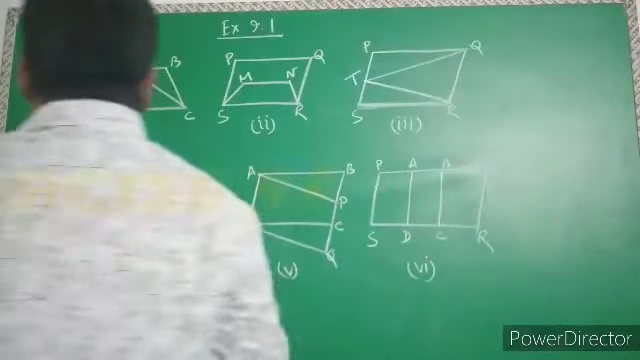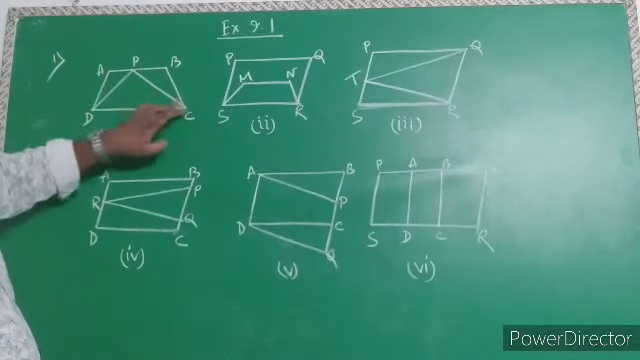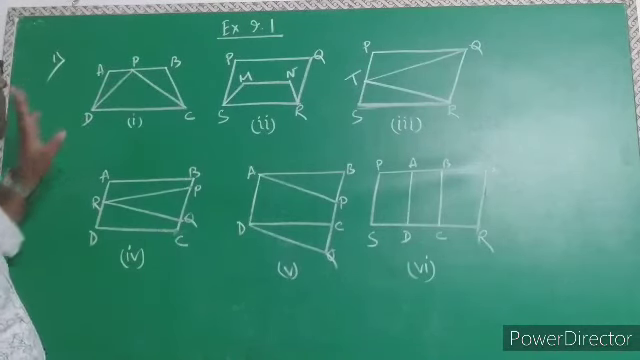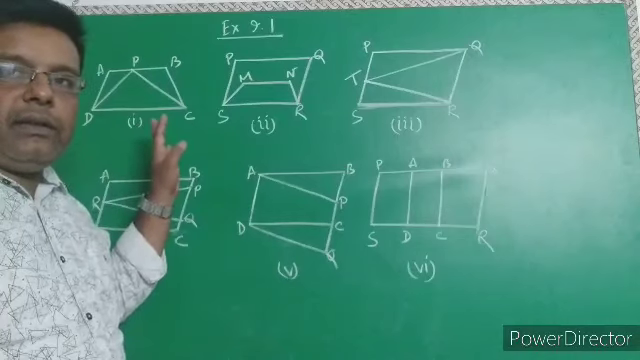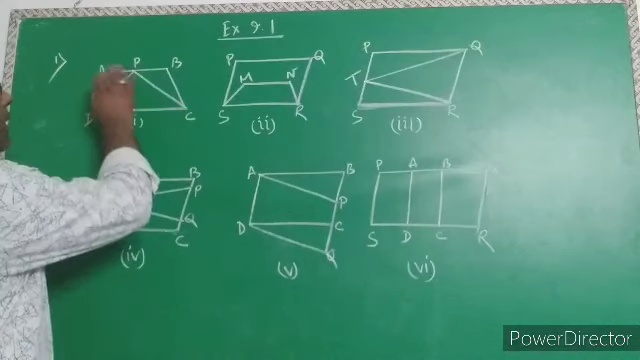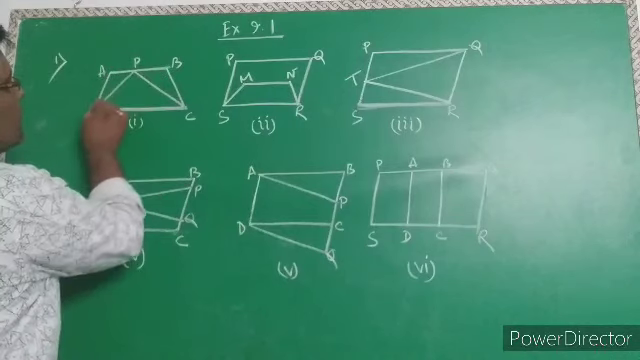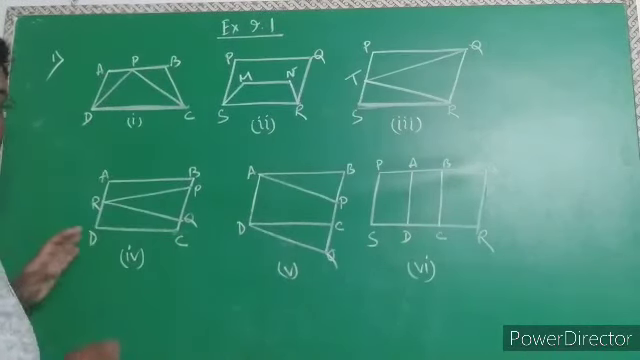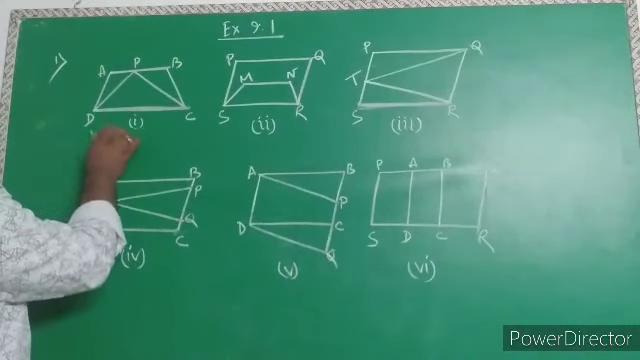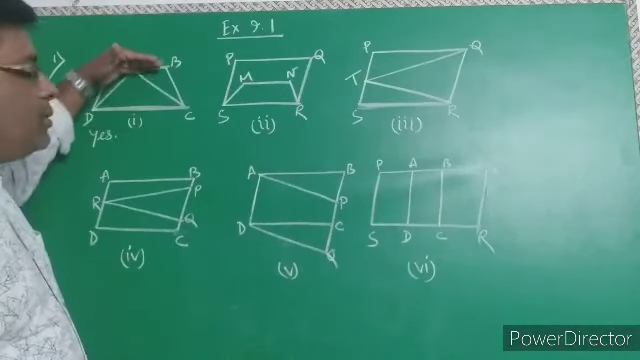So first see figure number 1. Here ABCD is a trapezium and PCD is a triangle. See clearly, both this triangle and the trapezium lie on the same base CD and between the same parallels AB and CD. So it's yes, the first figure lies on the same base and between the same parallels.